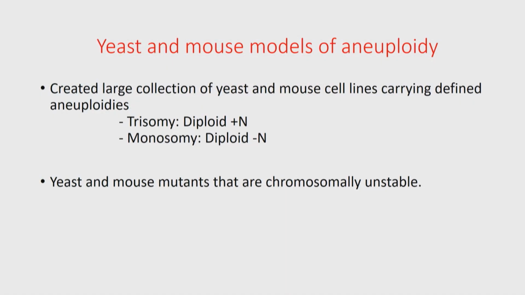So we initially started our work in a model organism. It is my firm belief that studying model organisms actually provides fundamental insights into human disease. So we initially did this work in budding yeast and then later on extrapolated it to the mouse and to human cells. And so we created a large collection of yeast, mouse, and human cell lines that carried specific chromosome gains and losses.